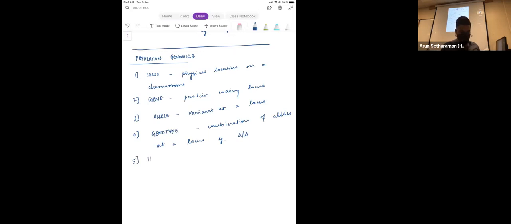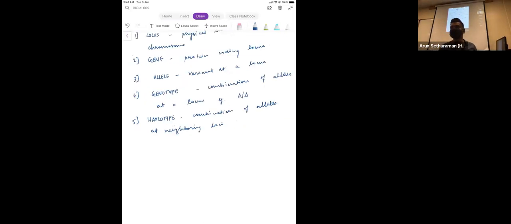So a haplotype is just the combination of alleles at neighboring loci, and this is very loosely defined. It could be 10 bases, it could be 10 kilobases, whatever it is. It's just a chunk of loci at a time. You take all the allelic specifications at that, and this has to be haploid, so it's just one single copy.